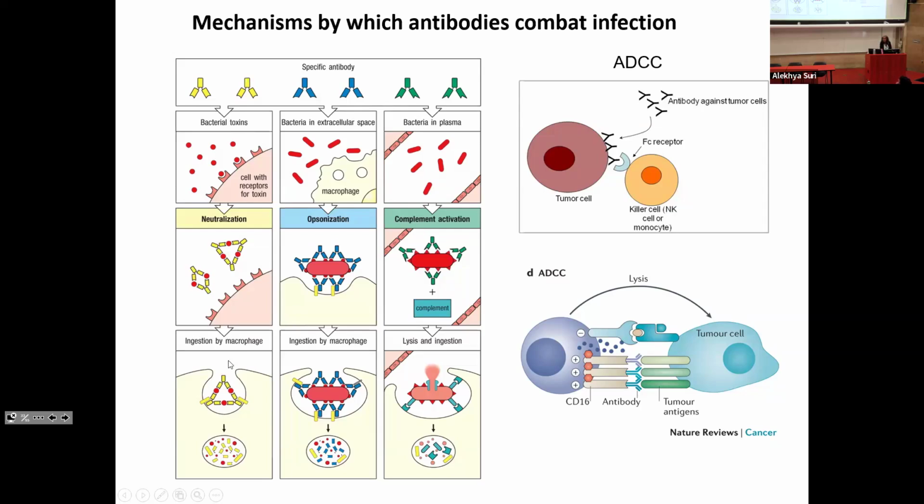Is that making sense? And then the antibodies can also bind to bacteria in extracellular space. So there's a bacteria here, for example, that cannot be phagocytosed by macrophages.